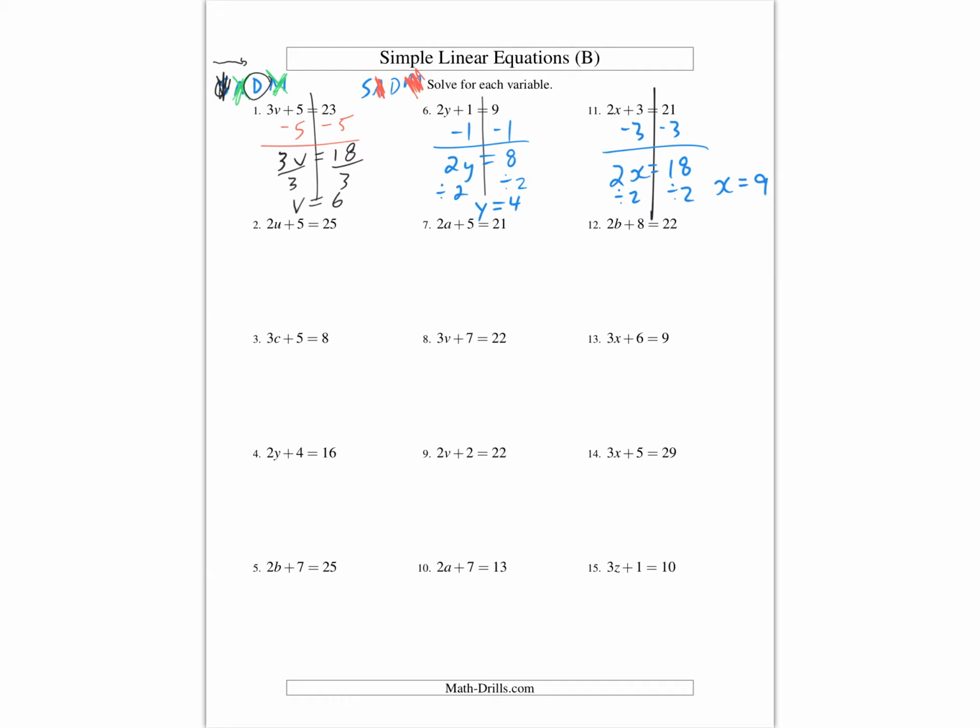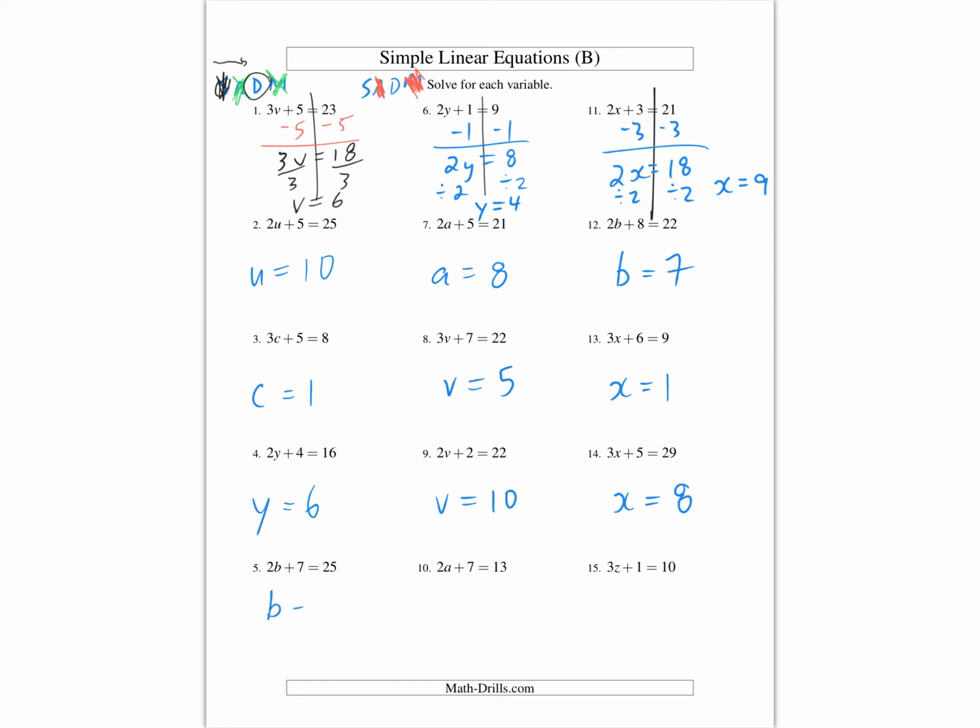Okay, I hope you paused it. Here's the answers. U is 10. A is 8. B is 7. C is 1. V is minus that, 5. X is 1. Y is 6. V is 10. X is 8.